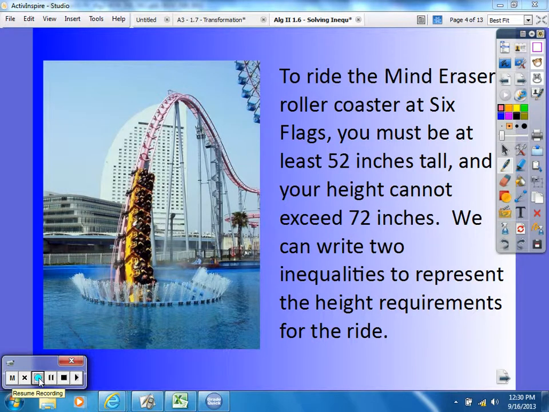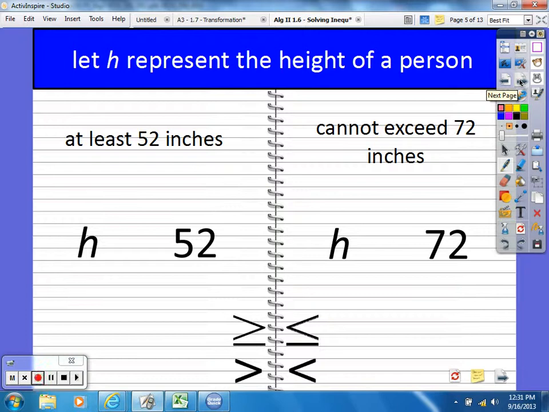So, a real-life problem here, and it's actually happened. How many of you have ever gone to Kennywood? You see the little sign that tells you you must be this tall to ride this ride. That's what this is. It's a height requirement. Let's talk about how that relates to what we're talking about.